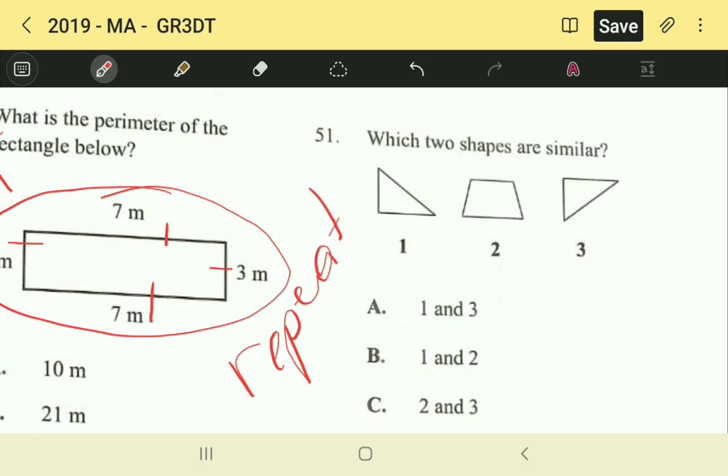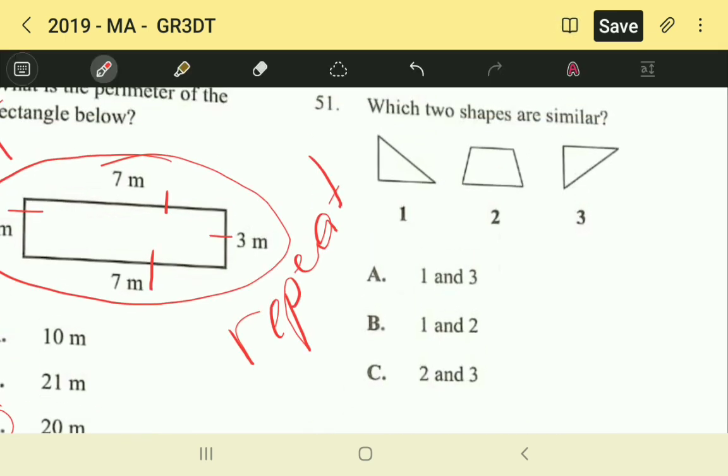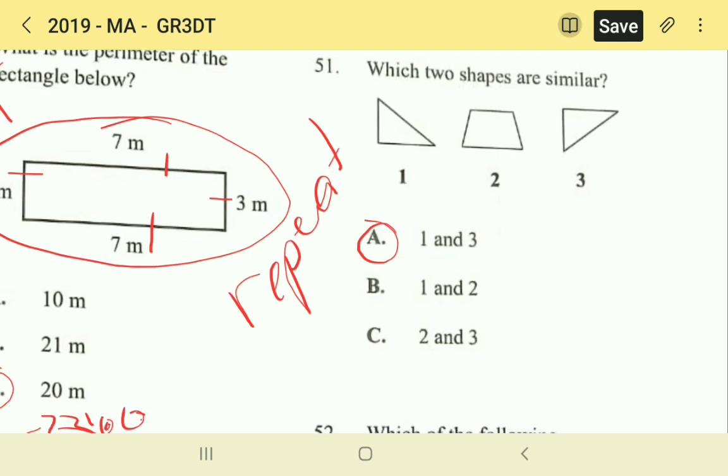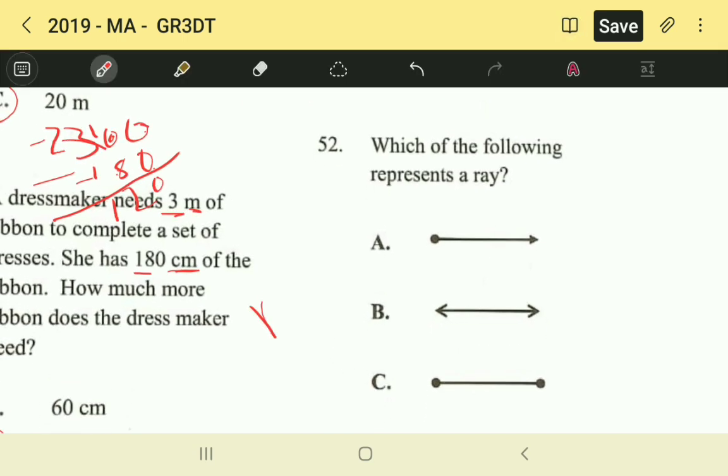Which two shapes are similar? Look alike. Which two look alike? Numbers 1 and 3. This is a giveaway. Look alike. 1 and 3 is at A. Who do you look like? If I say you look like your mother. Oh boy, what a boy look like your father. Girl, you look like your father. Yeah, look alike. Similar.